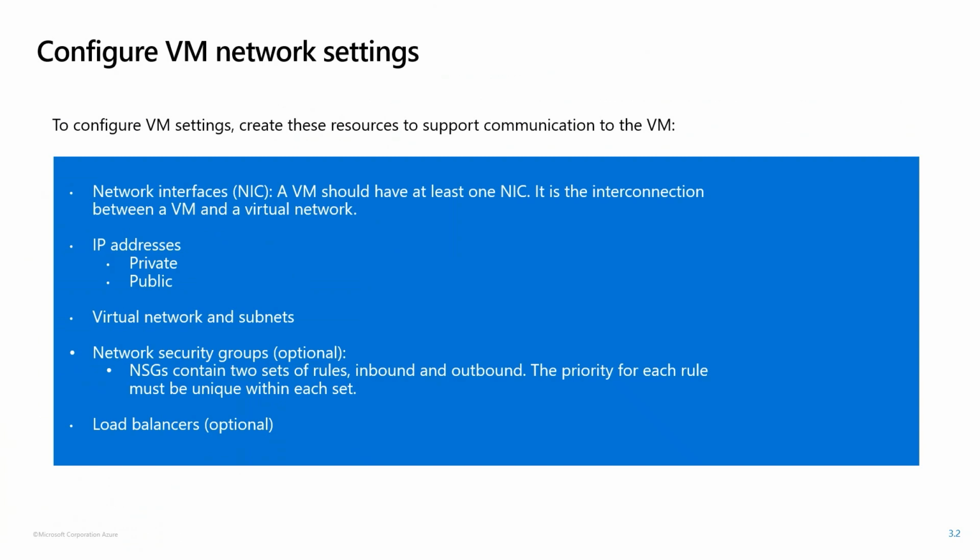You can create resources to support communication of your virtual machines as well, and configuring VM network settings would be the best way to customize those items to include the following. Your network interface card or NIC, you should have at least one. There will be one deployed to each virtual machine during deployment. And this is how your virtual machines are going to talk to your network. This supports that interconnection between your virtual network and your VM.